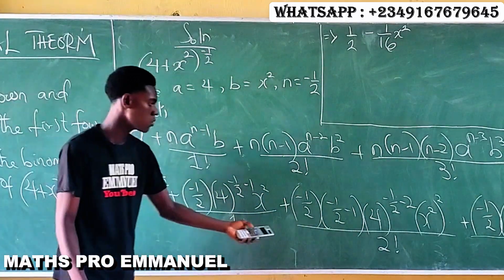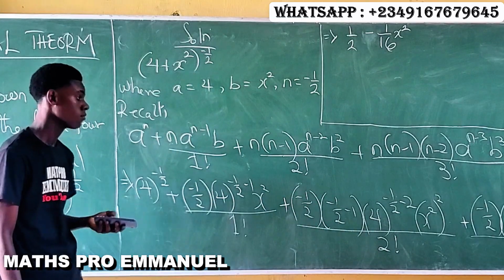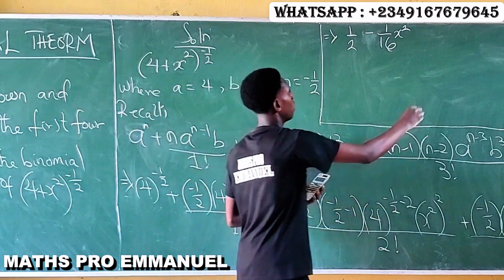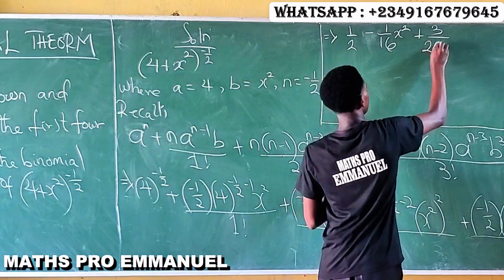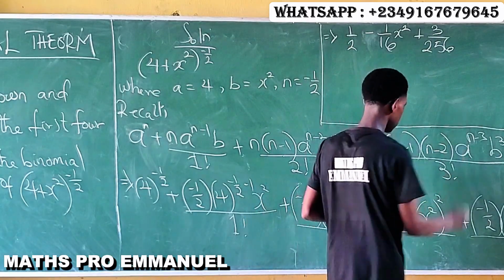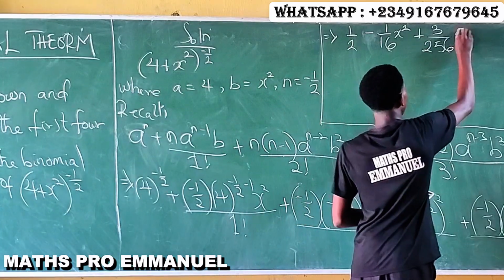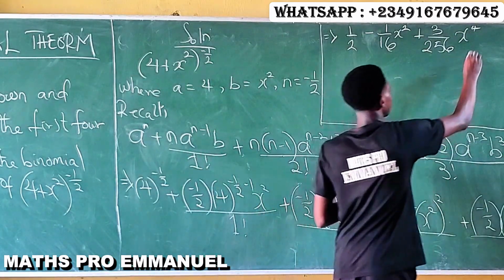I'll do the same thing for the next one. Punch everything and your result. So after punching this, the final result for this is 3 all over 256. And the coefficient of this, we have x squared raised to the power of 2. So x squared raised to the power of 2 is x raised to the power of 4.